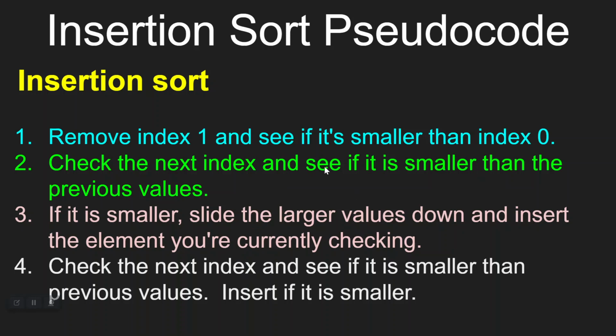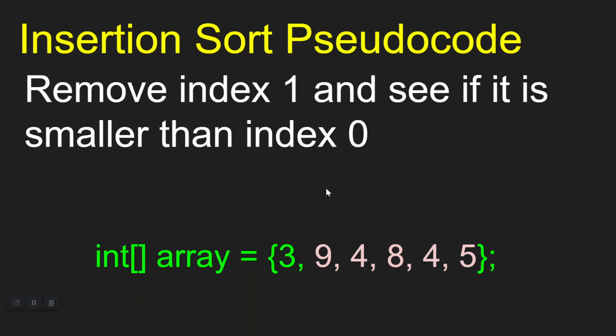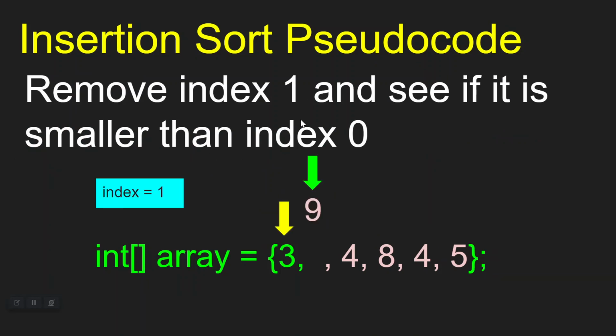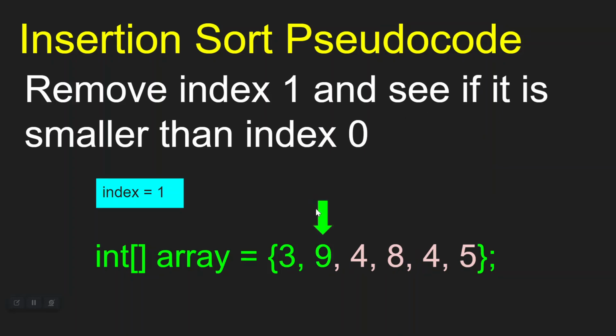So this one's a little bit different because it kind of works backwards. It starts at index 1 and then it works backwards. And well, let's go ahead and check it out and see how it works. So here's that same array. And so let's go ahead and follow our pseudocode. So the first thing we're supposed to do is remove index 1. So boom, let's take out index 1, which is the number 9, and let's see if it's smaller than index 0. Well, index 0 is the number 3. Certainly it's not smaller, so that should just go back in place.